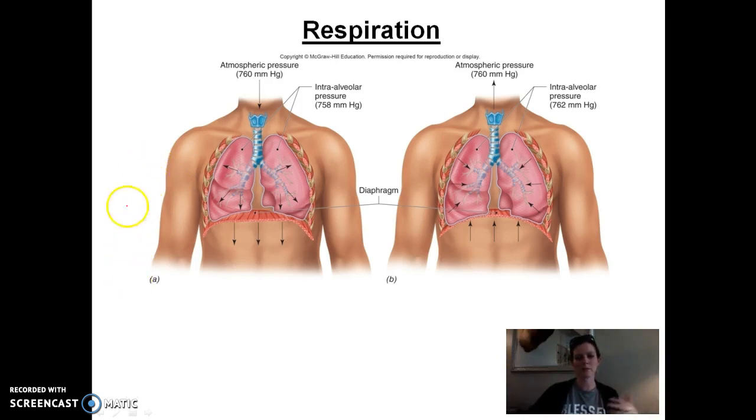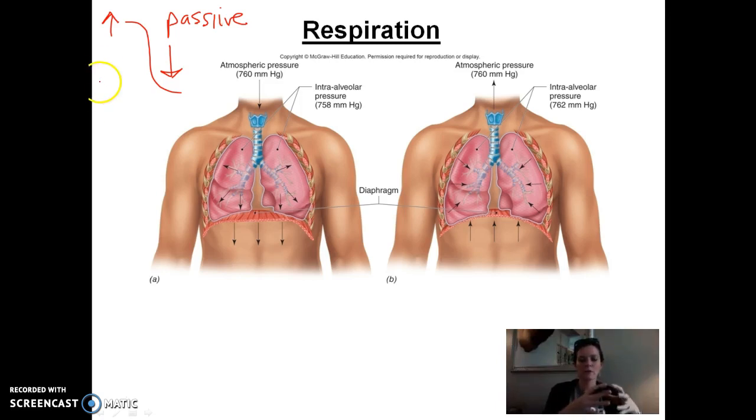If you remember, in the last couple of chapters earlier on in the semester, we talked about concentration gradients and how molecules always move from an area of high concentration to an area of low concentration, and that's a passive process, right? That would be transport that allows molecules to move from a high area of concentration to low, no energy input required. The same basic concept applies when we're talking about respiration, except instead of talking about concentration gradients, we are talking about pressure gradients.